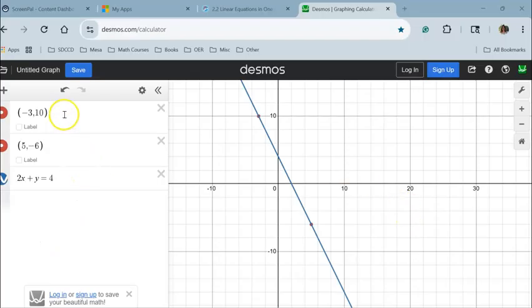We've graphed our 2 points, -3, 10, and 5, -6. And here's the final answer that we got, and it matches the line, and the line is going through both of the points, so that looks like it's our correct answer.